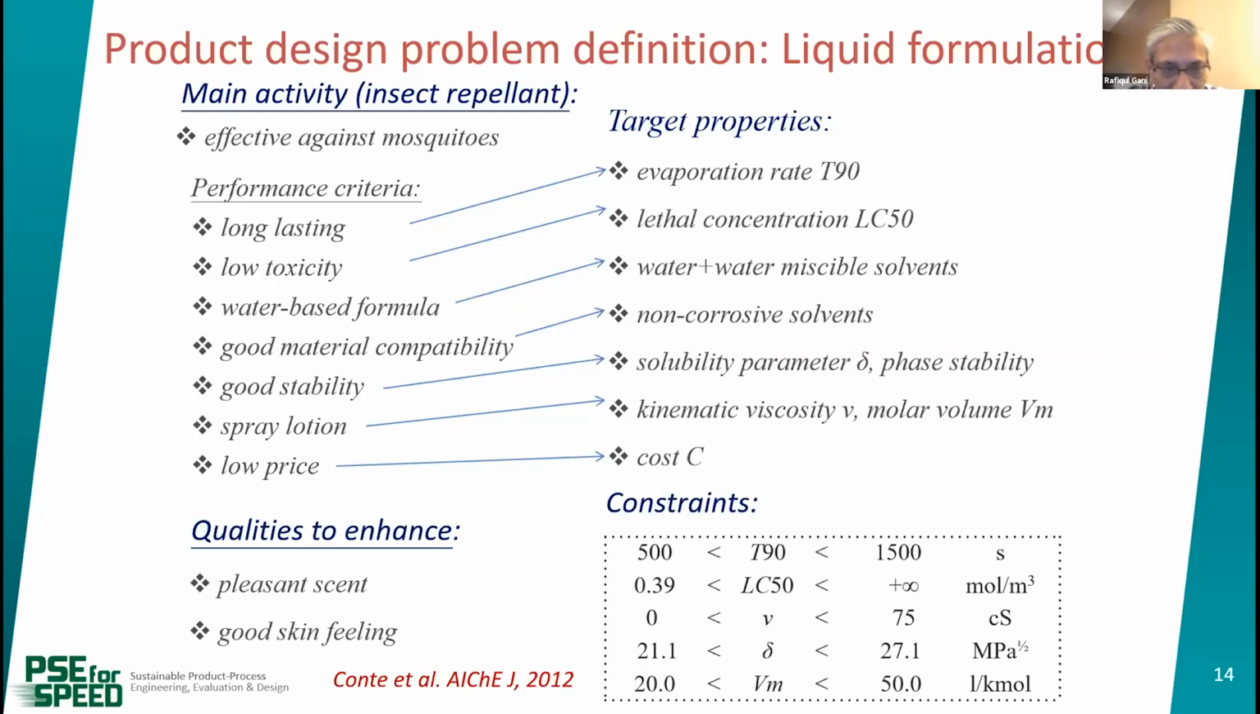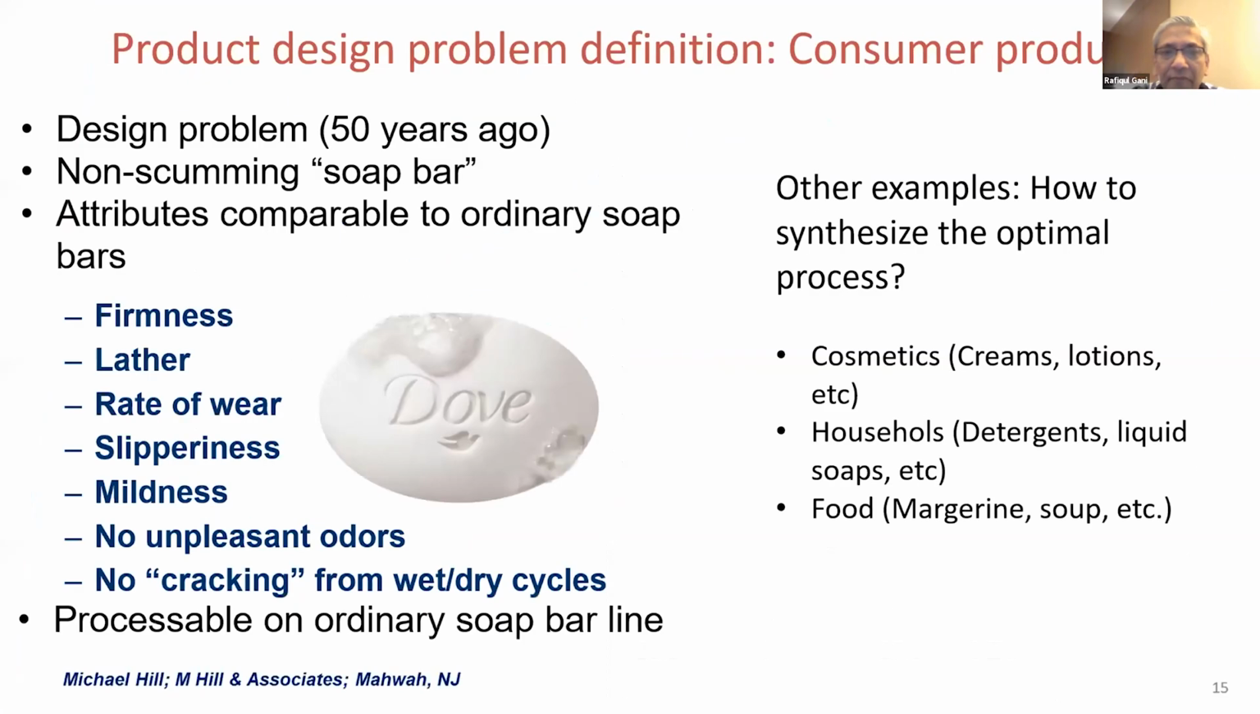And then you can see that there are some properties like pleasant smell, good skin feeling. We don't know which properties they are yet, but we need to do experiments to check them. I will skip this for time, but this is an interesting problem that we are still struggling with: how to model and solve with computers the design of a soap bar, like the Dove soap bar.